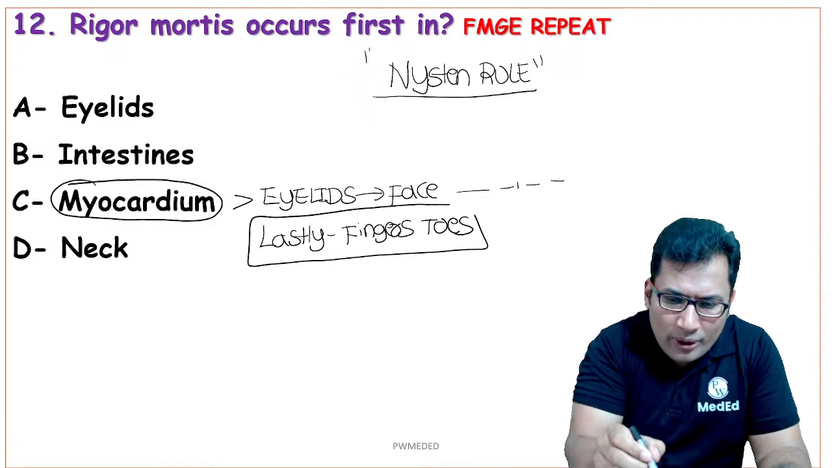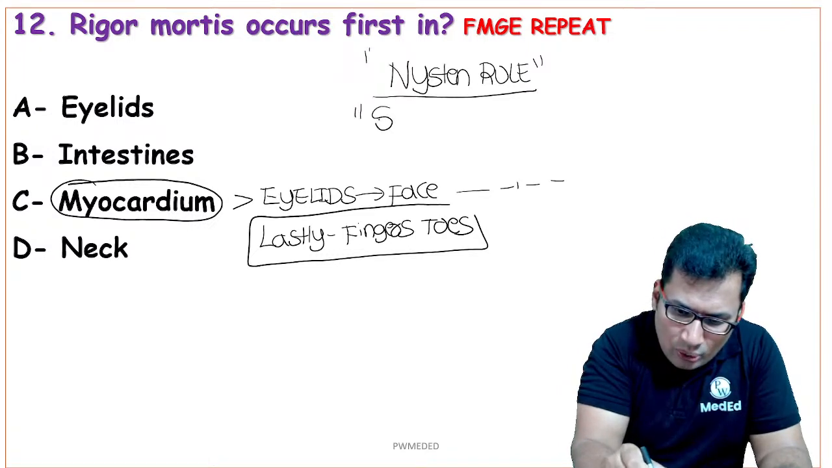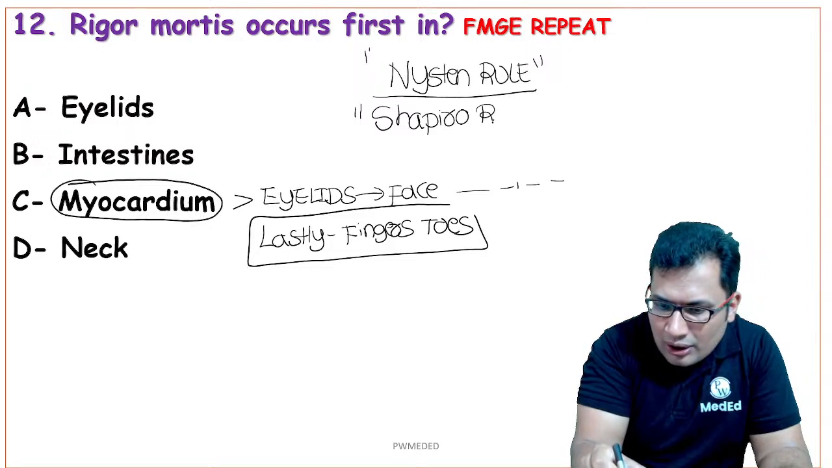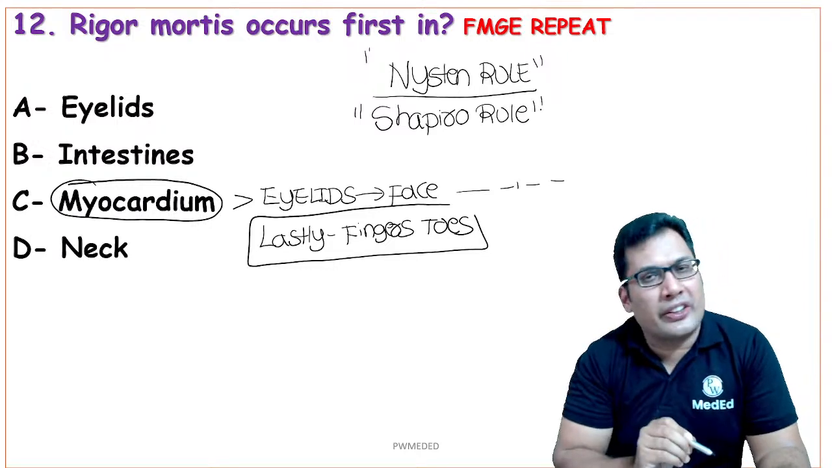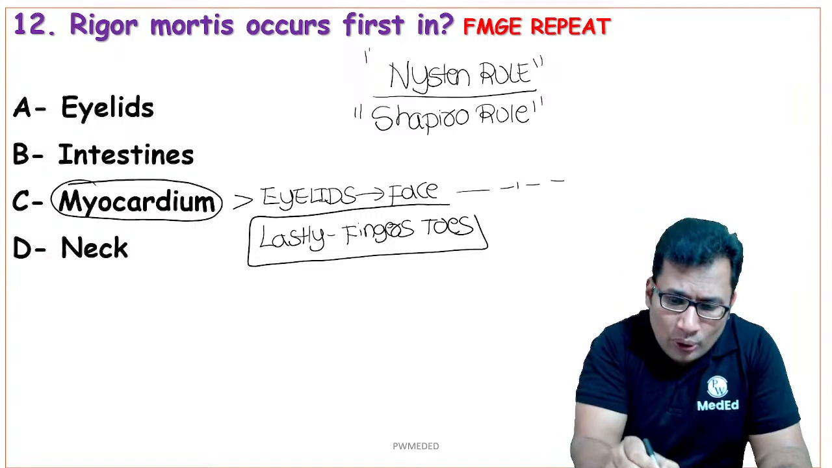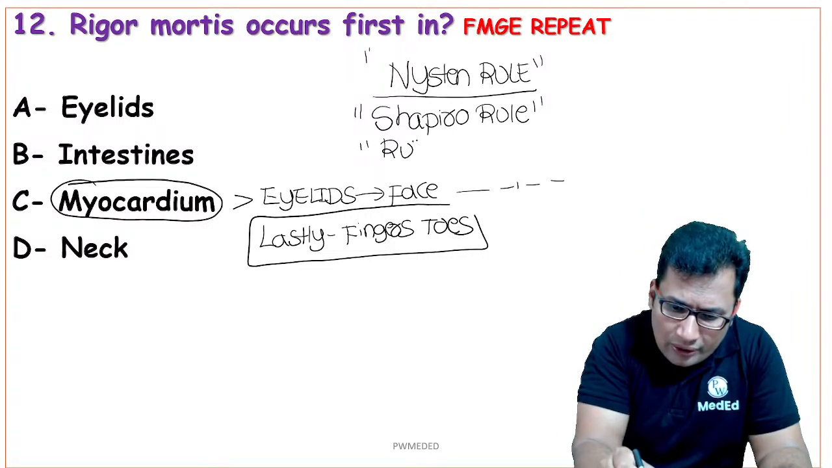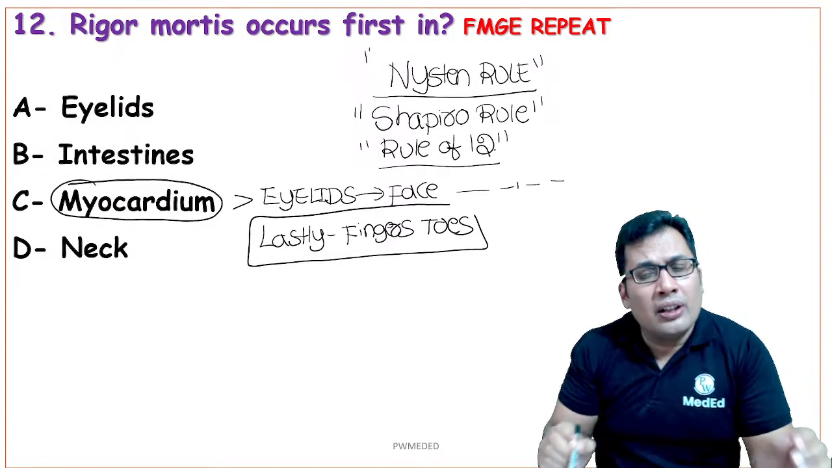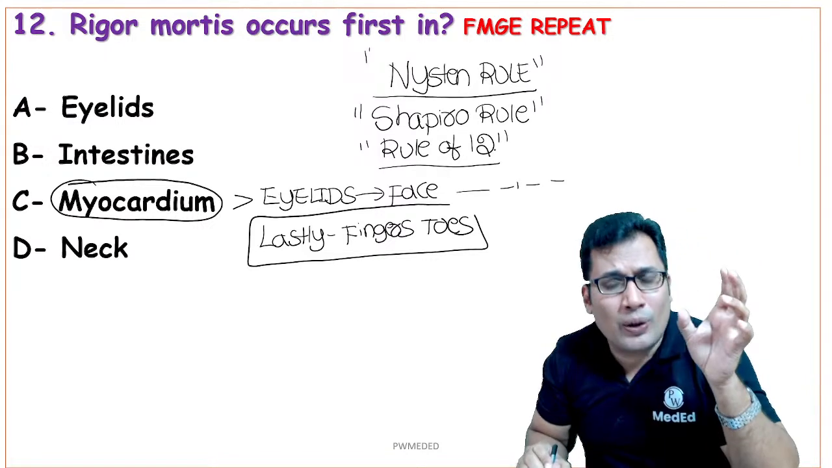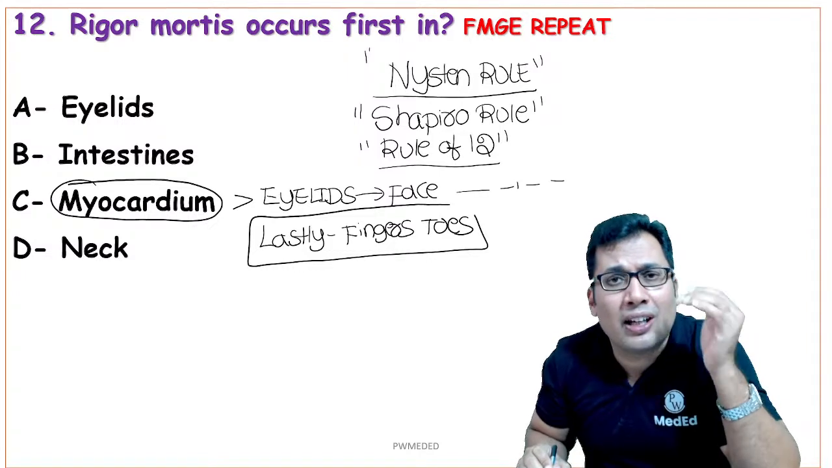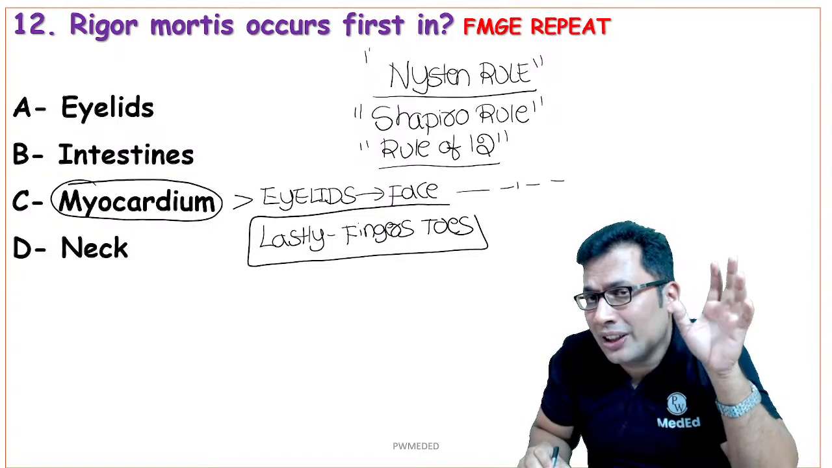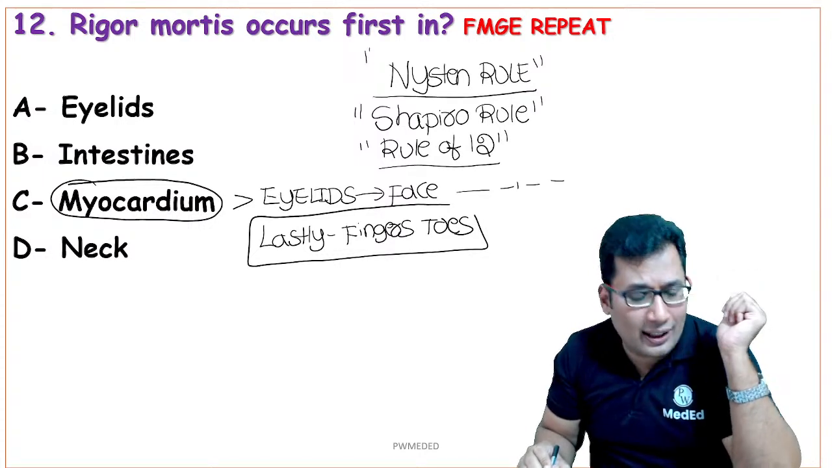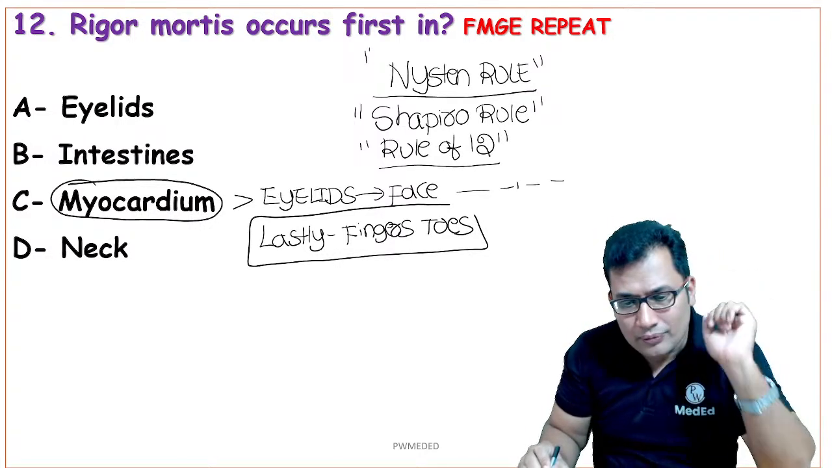And one more rule you must know, Shapiro rule, that is proximo-distal progression. And one more rule you should know, that is the rule of 12. Rigor mortis appears in 12 hours, maintained for about 12 hours, disappears in 12 hours. That is known as rule of 12. Any one rule can be asked in your exam.